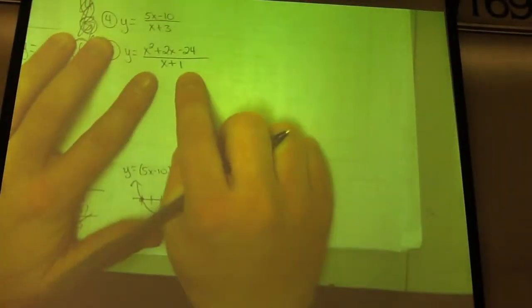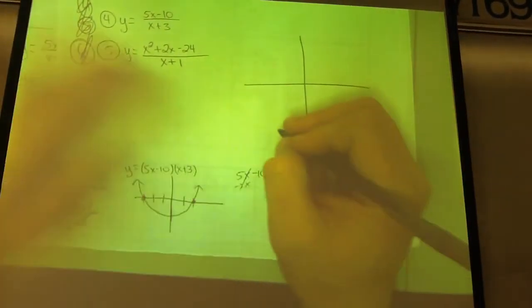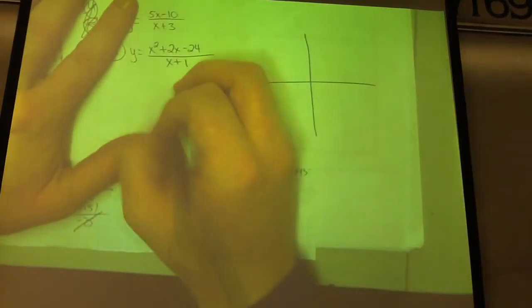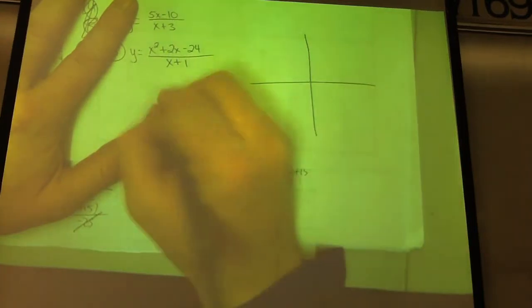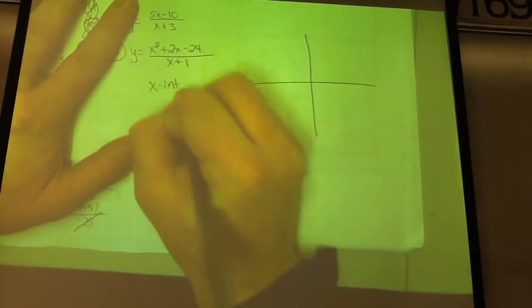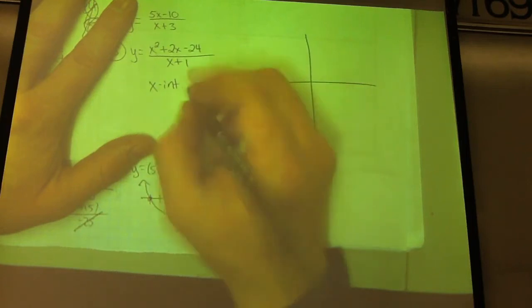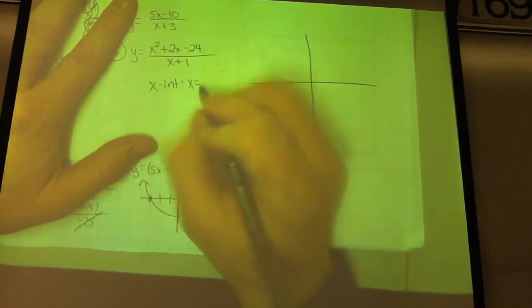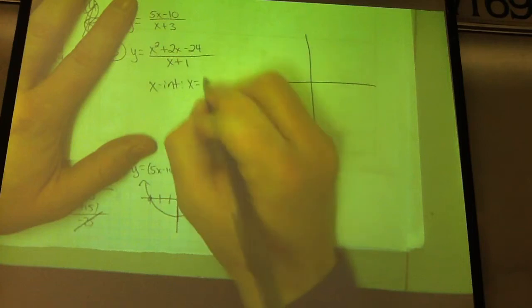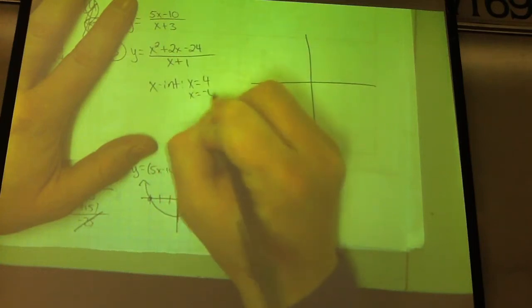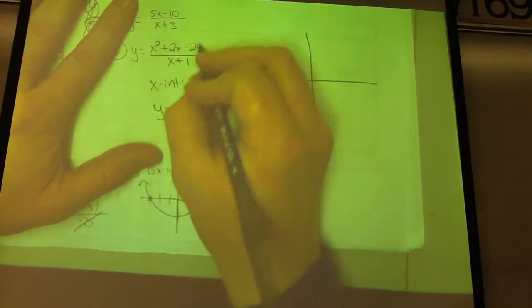Anyone want it? Yes, please. Do you know it a real quick? A piece of paper? Yeah, a piece of paper. Plug in 0 for y. I think it's 6 and 4. 4 and negative 6. Y-intercept is 0, 0, negative 24.